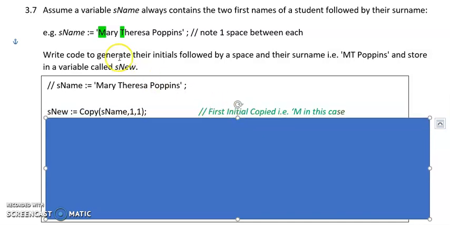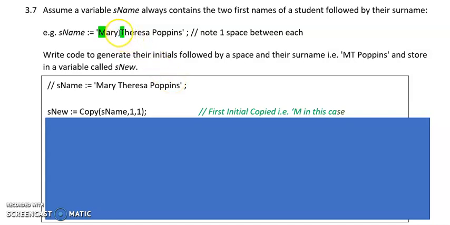No, I don't, not immediately anyway, because what's the first character? The first character must be the first initial. So I've just put it into variable SNew. I've just copied the first name Mary out. Okay, so that was handy. I've got the first character already.